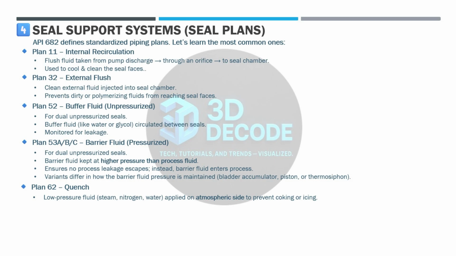Bladder accumulator, 53A. Piston, 53B. Thermosiphon, 53C. Plan 62, quench. Low-pressure steam, nitrogen, or water applied on the atmospheric side. Prevents coking, icing, or crystallization.